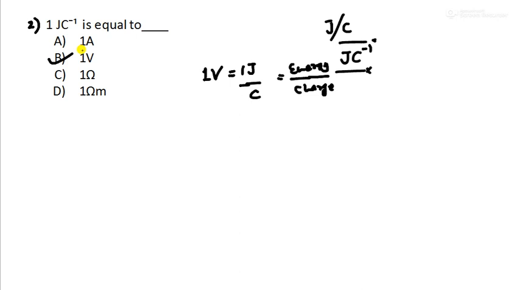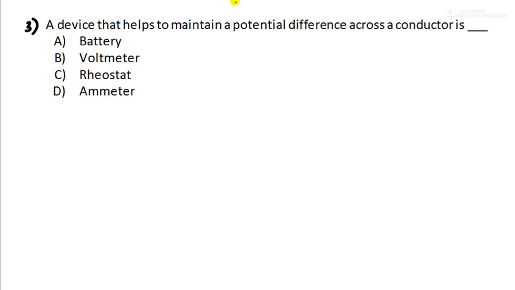Got it? Okay, moving to the next question. But remember this, 1 volt can also be written as 1 joule per coulomb. Okay, so they are based on the theory, based on the formula, they have framed the question like this based on their SI unit.